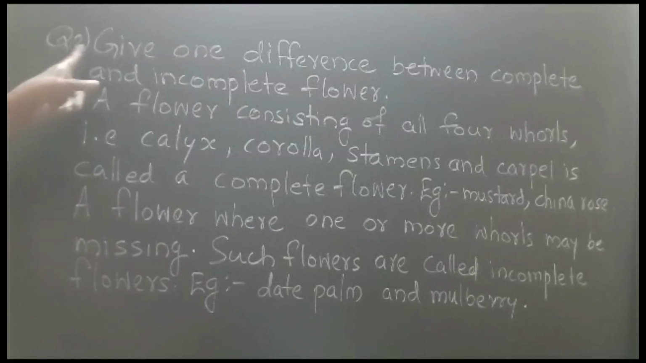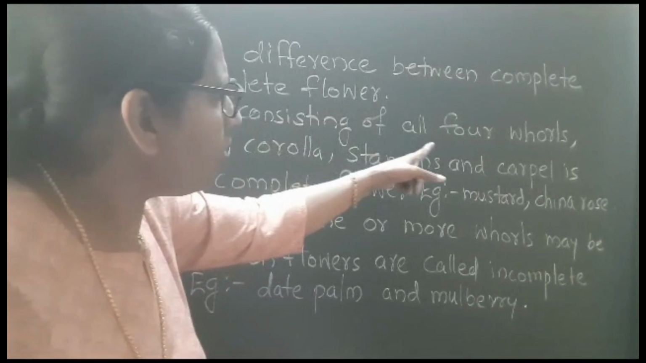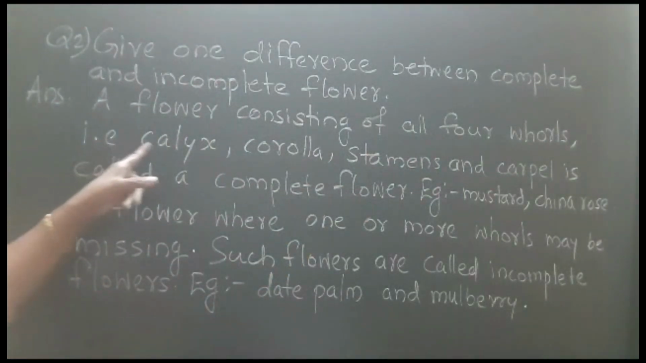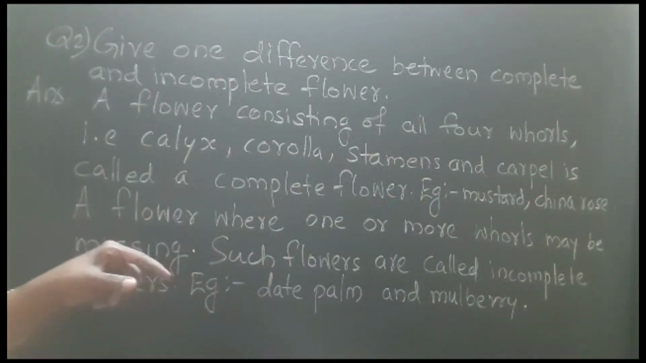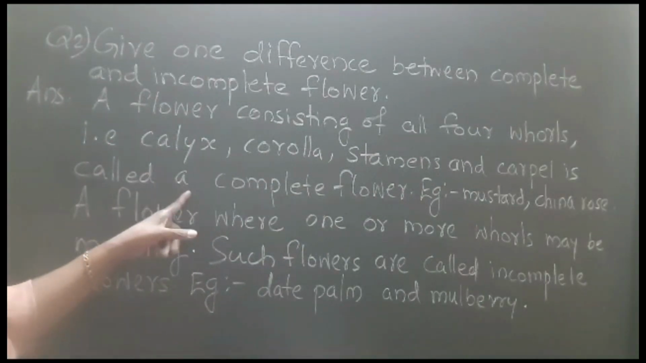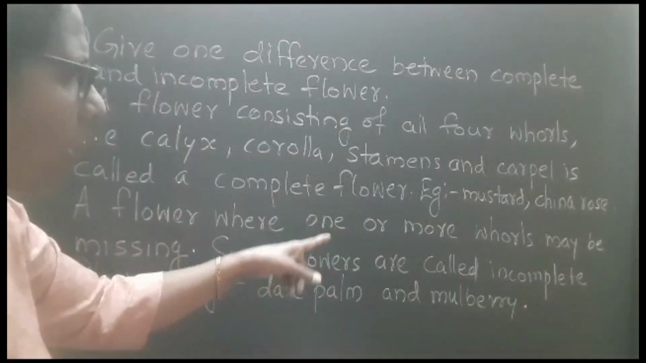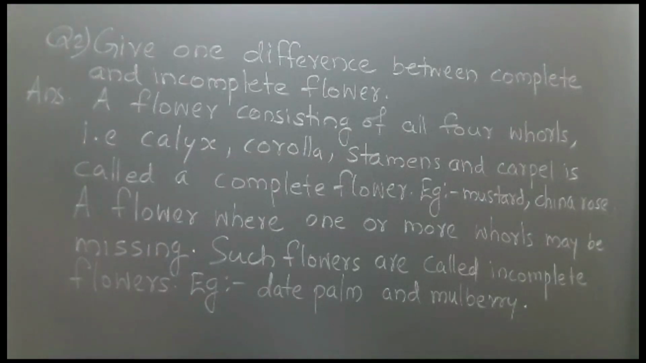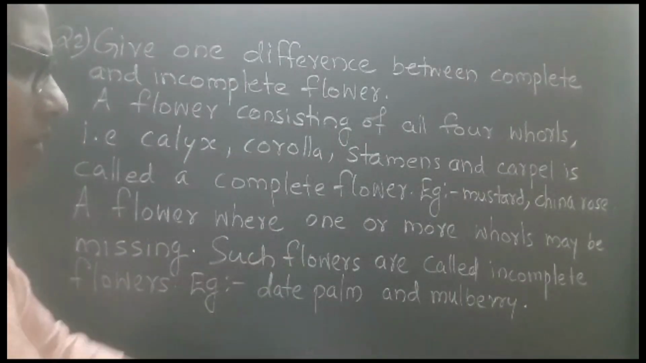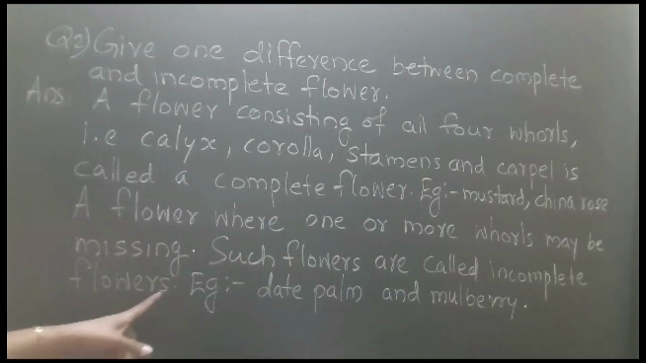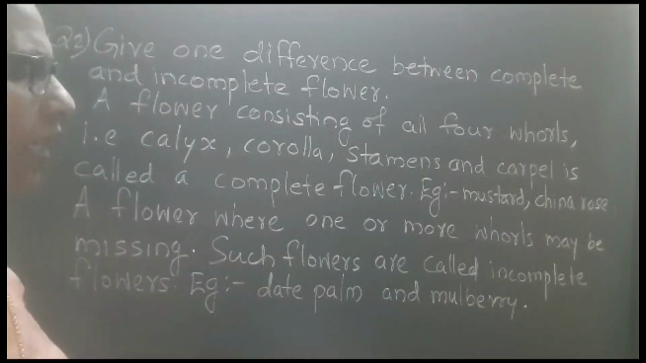Question number 2. Give one difference between complete and incomplete flower. Answer. A flower consisting of all 4 whorls, that is calyx, corolla, stamens and carpel, is called a complete flower. Example, mustard, China rose. A flower where one or more whorls may be missing, such flowers are called incomplete flower. Example, date palm and mulberry.